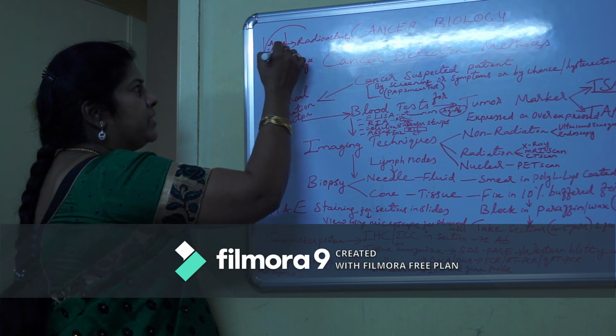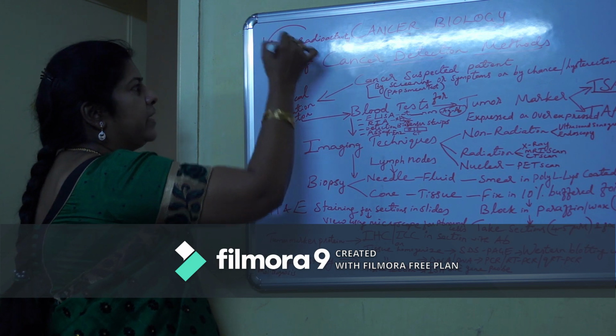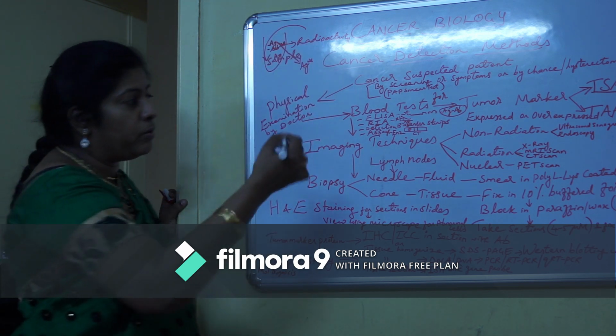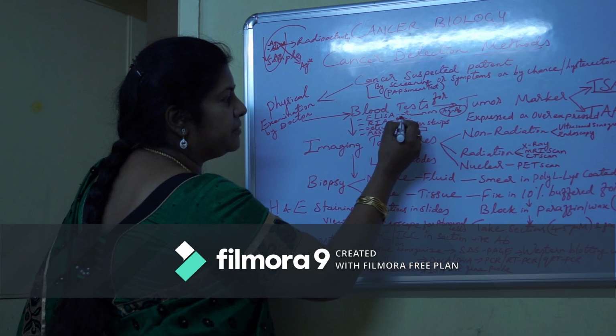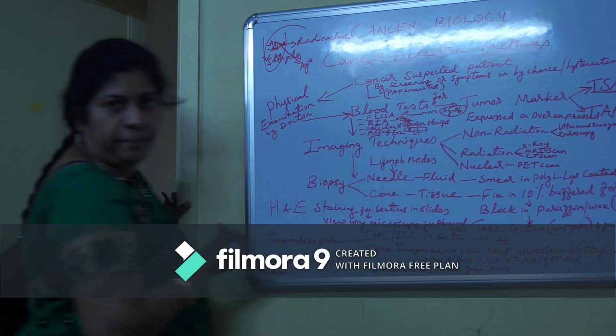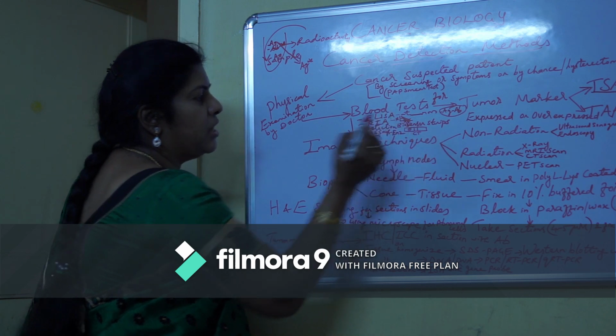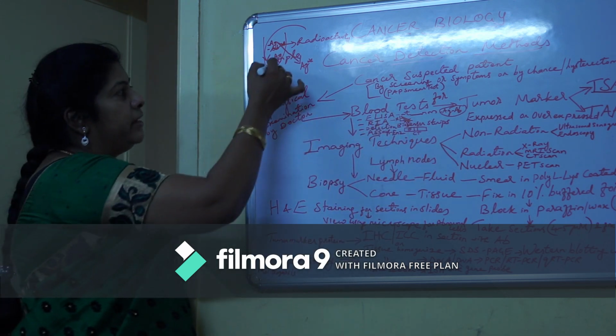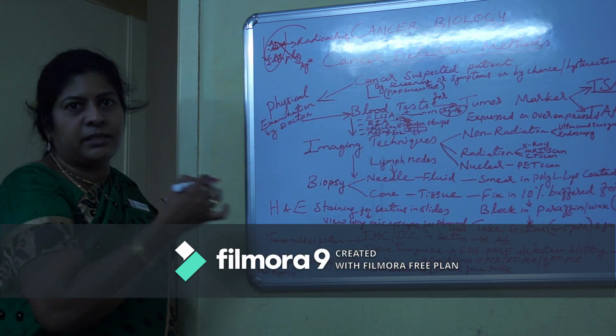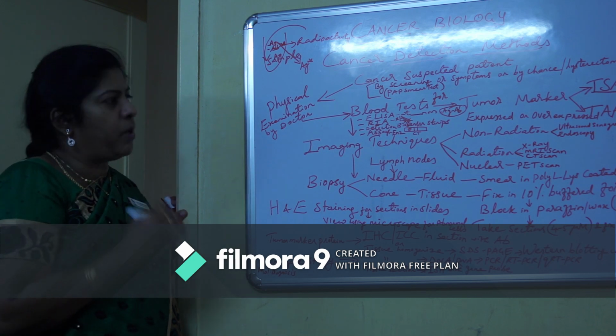The antigen present in the sample will replace the radio labeled antigen. So what happens? The radioactivity decreases. So from this we can find out how much antigen is there in the sample. That is nothing but tumor marker. So that is one method.